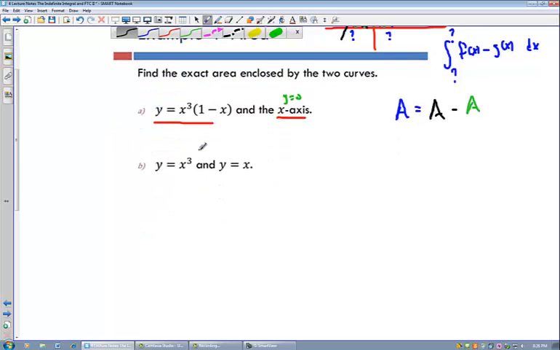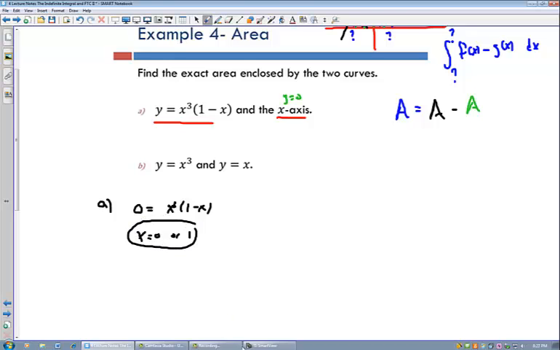So down here, let's do part A. If I was going to do part A, I'd take 0 and set it equal to x cubed times 1 minus x. And the reason it's 0 is because y equal to 0 is the x-axis, and I want to figure out when this curve here meets that curve there, so I just set them equal to each other. And so 0 is equal to that. And so I have x equal to 0 or 1.